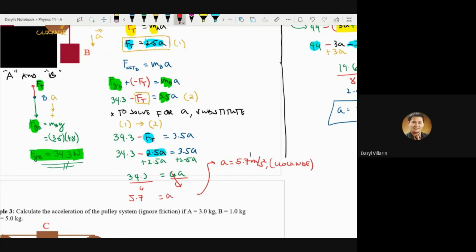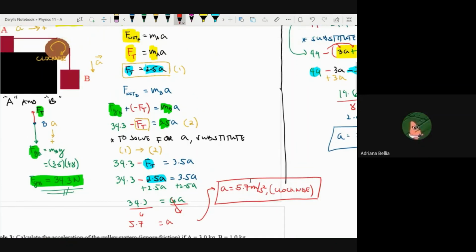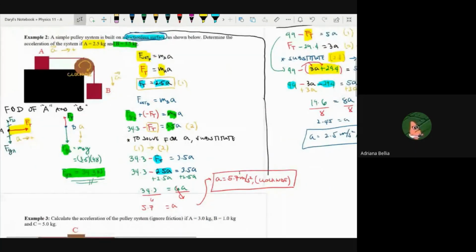Okay. So any questions or clarification? Yeah, I have a question again. Yes. When you're doing the free body diagram of A, why don't you define Fg for A? Anyway, it doesn't affect my motion.